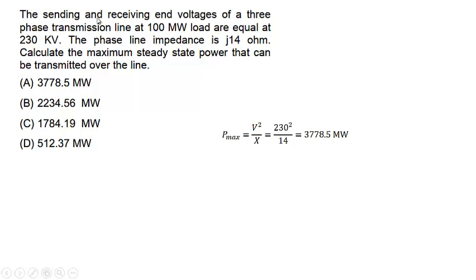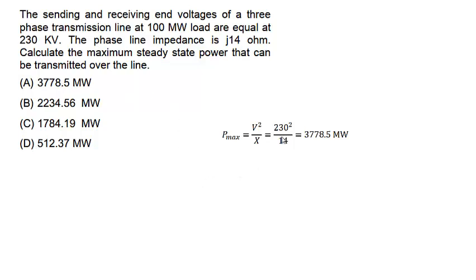One more thing: the sending end and receiving end voltages in a three-phase transmission line at 100 megawatt load are equal at 230 kilovolt. This is the sending end and receiving end voltage which are transmitting a power of 100 megawatt load. The phase impedance is j14 ohm. We have to find out the maximum steady state power that can be transmitted.